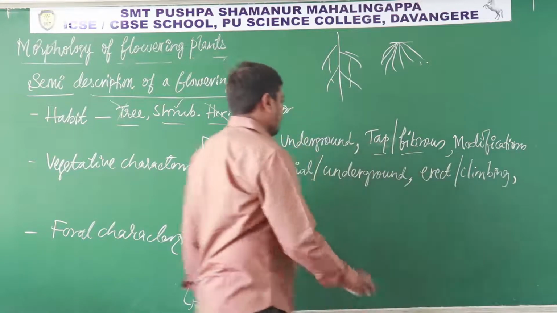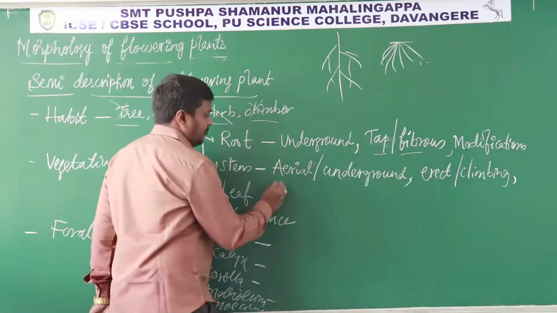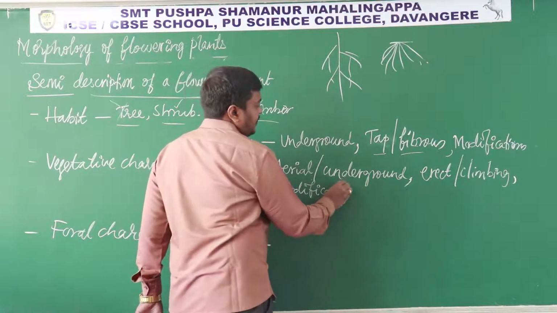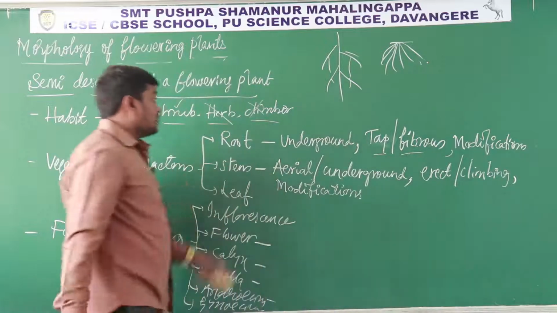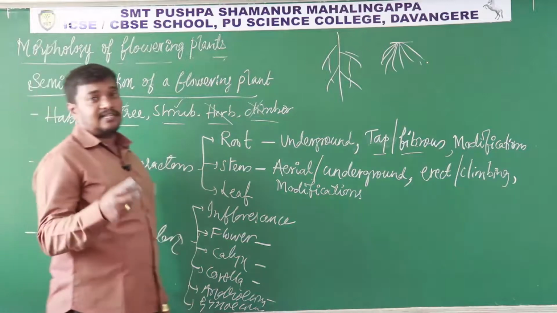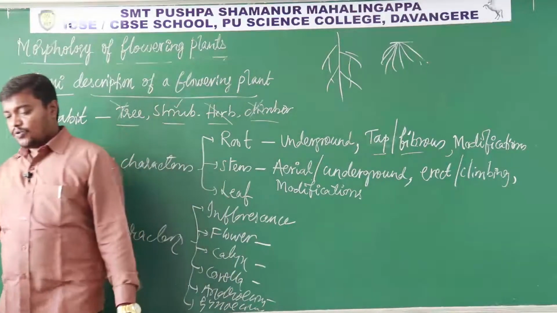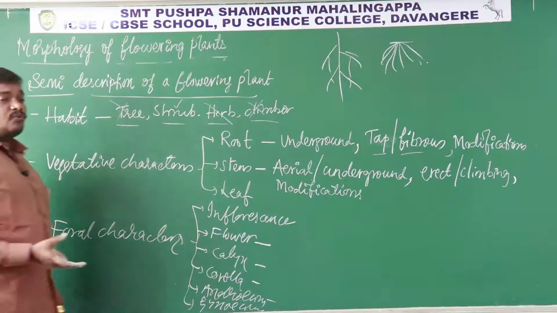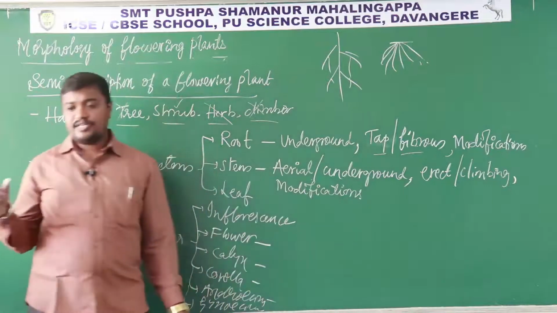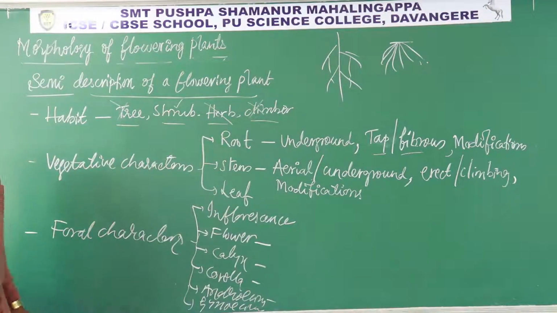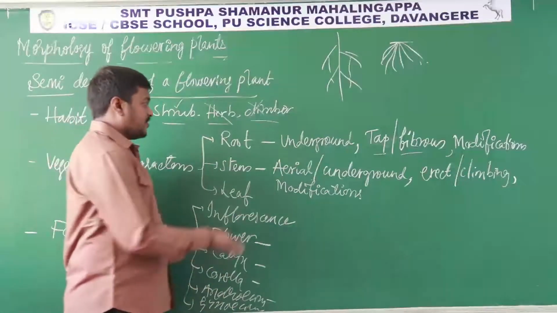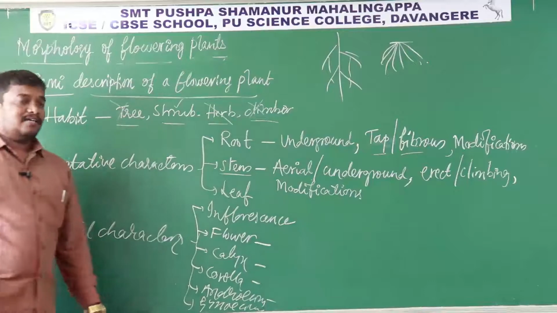Then any special characters like modifications, you can mention any modifications. In case of a root, you have already studied certain modifications for food storage, like conical root, napiform root, fusiform root. Stem also shows some different modifications for food storage, like in ginger and potato. Such type of modification you are going to mention in stem.